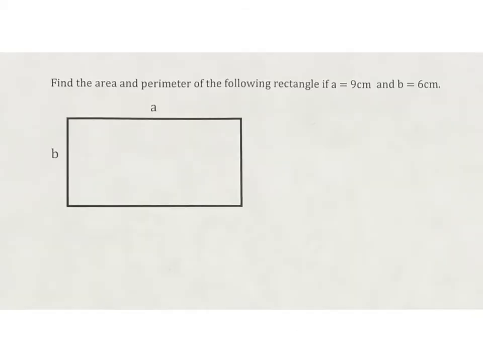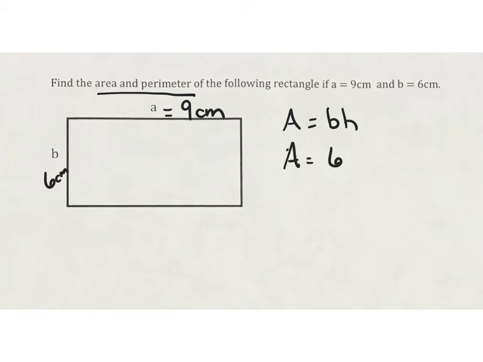Okay, now flip over to the back and we are doing the back problem. So it says find the perimeter of the following rectangle if A equals 9 centimeters and B equals 6 centimeters. So for this problem, we are not just finding the perimeter, we're finding the area and perimeter. So we have to remember that to find area, it's area equals base times height. So in this problem, I would go and write that A is 9 centimeters, B is 6 centimeters. So the area would equal 6 times 9, and so the area would be 54, remember, centimeters squared.